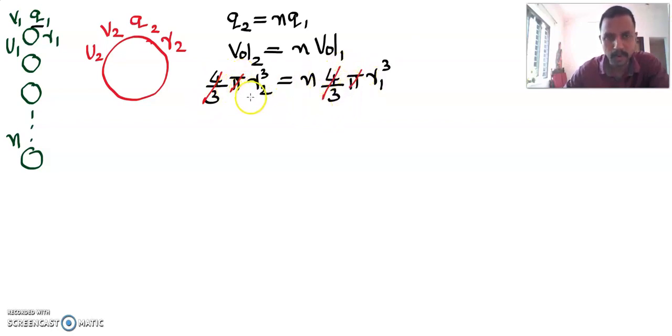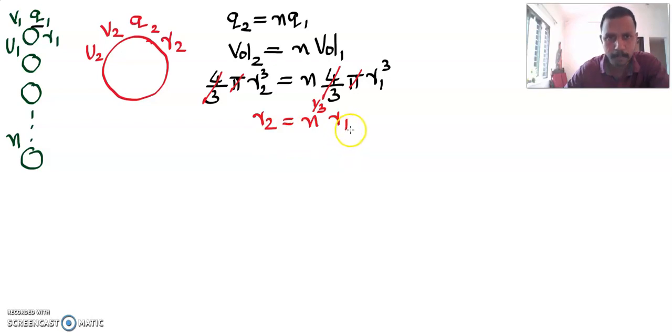That means we'll have R2 cube is equal to n R1 cube. If we take the cube root on both sides, R2 is equal to the cube root of n, which can be written as n raised to 1 by 3, times R1, since the cube root of R1 cube is R1. Therefore, we get the relation R2 is equal to n raised to 1 by 3 R1. Is that clear? Therefore, we have a relation between the final radius and initial radius, or larger radius and smaller radius.